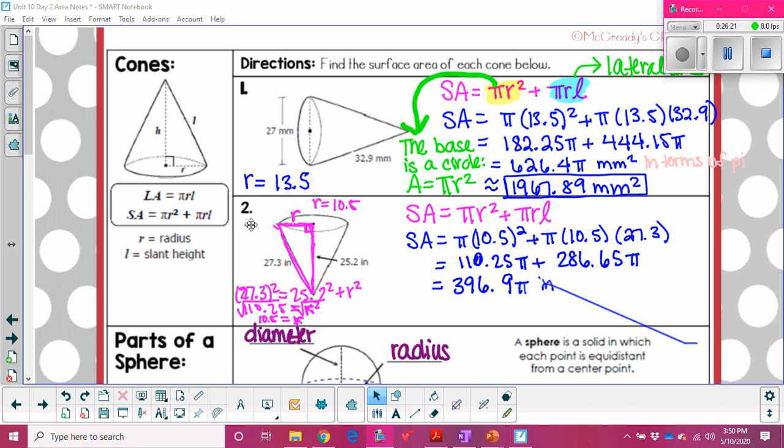That is in terms of pi. Stick that in the calculator and use the pi button. Your approximate answer is 1,246.9 inches squared.